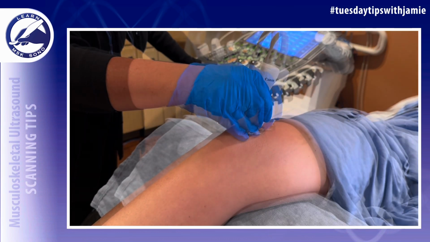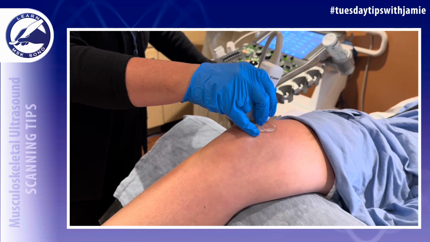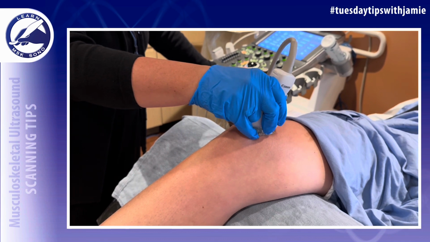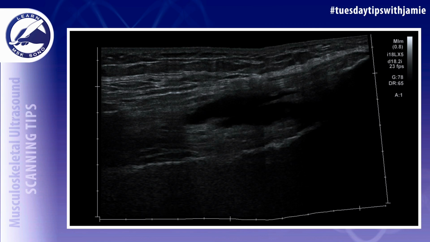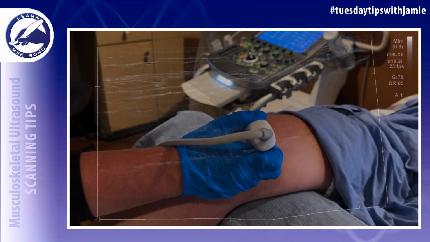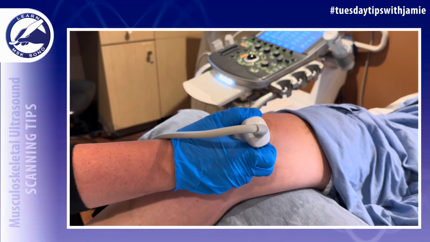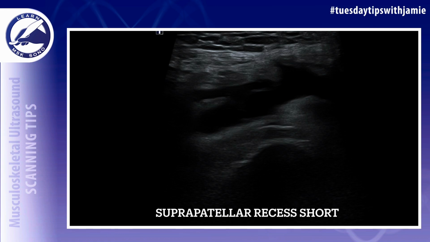The suprapatellar recess should be evaluated in the long axis from medial to lateral, showing the entire suprapatellar recess. Like in this example, you can see the full extent of the fluid collection. And then you also want to scan it in the short axis from distal to proximal. And when you turn 90 degrees on that, you can switch to a trapezoid view to see the full extent of the fluid collection.